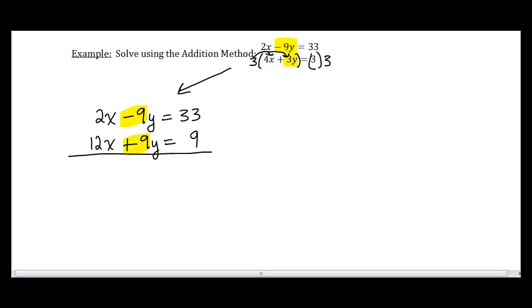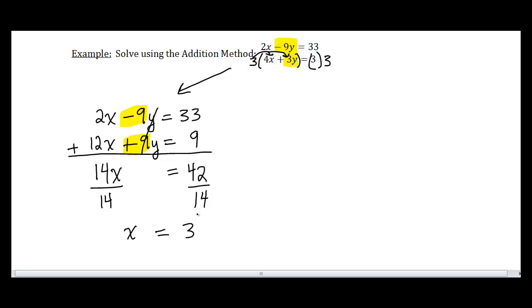Now that I have that, I want to add my two equations together. 2x plus 12x is 14x. 33 plus 9 is 42. Notice those cancel, so I don't have those anymore when I add these two equations together. I can divide both sides by 14, and I'll get x equals 3. So the x coordinate of my solution, of my ordered pair, is 3.